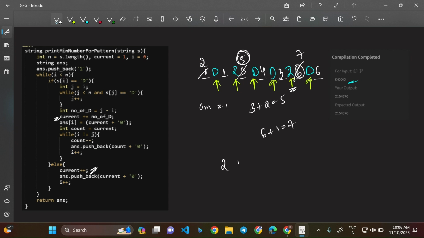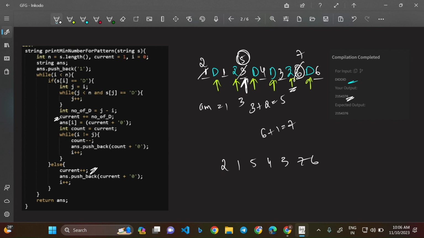So the answer is 2, 1, 5, 4, 3, 7, 6. That is the answer. All right, so I hope you understood what we are doing. If a particular I is D, we count the number of D's that are there in total, and we add that to the present value that we had thought of putting. I had thought of putting 3 here.